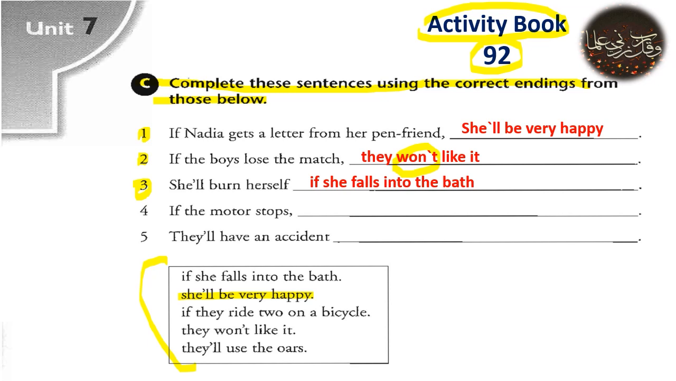Now, perhaps because it is full of hot water. Now, number 4. If the motor stops, they'll use the oars. If the boat's motor stops, they will use the oars. This sentence has been repeated many times. The last one. They'll have an accident. Accident. They will have an accident. How? If they ride two on a bicycle. If two people ride the bicycle, meaning this bicycle is meant for one person.